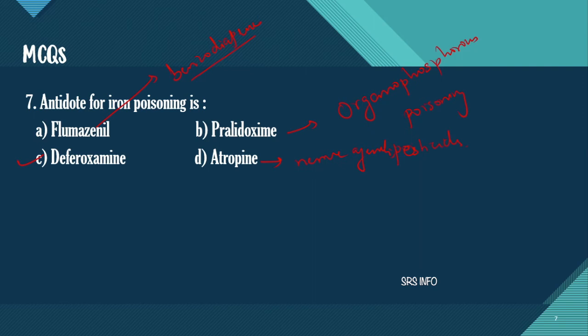So, antidote of iron poisoning is deferoxamine. Antidote of benzodiazepine is flumazenil. Antidote of organophosphorus poisoning is pralidoxime. And antidote for pesticide and some nerve agents is atropine.